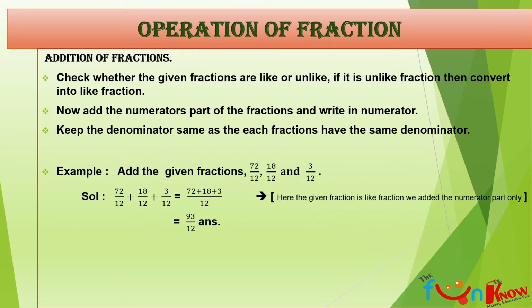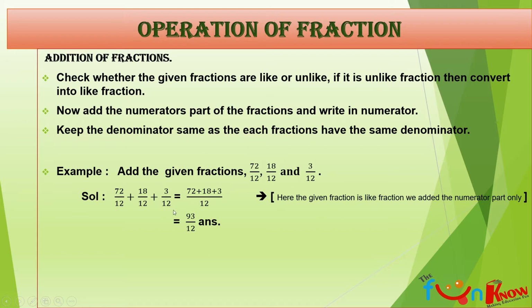Example. Now look over here, students: 72 by 12, 18 by 12 and 3 by 12. Our first step: all are like fractions because all the denominators are 12. So in our first step, you don't need to convert unlike to like, because all are like fractions only.